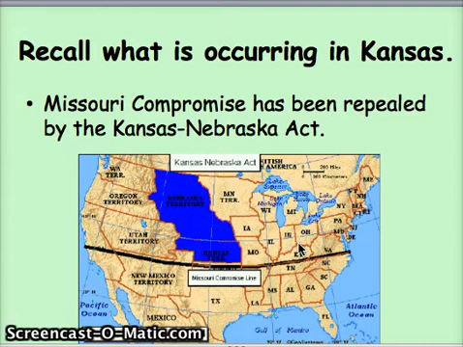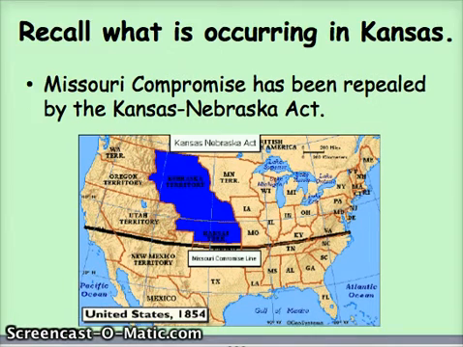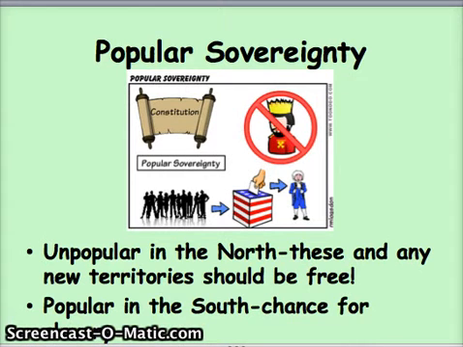Douglas, being a Democrat, will eventually want to be president. He wants to unite the North and South, and so what does he think is a very popular move? Popular sovereignty. Let the people in those territories determine whether they will have slaves or not. No big deal. So the Missouri Compromise is out of the picture.